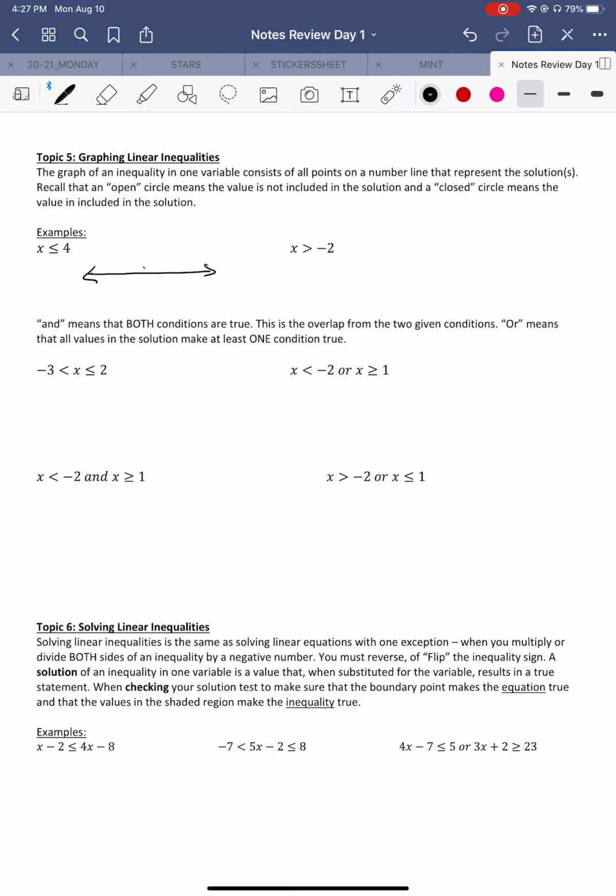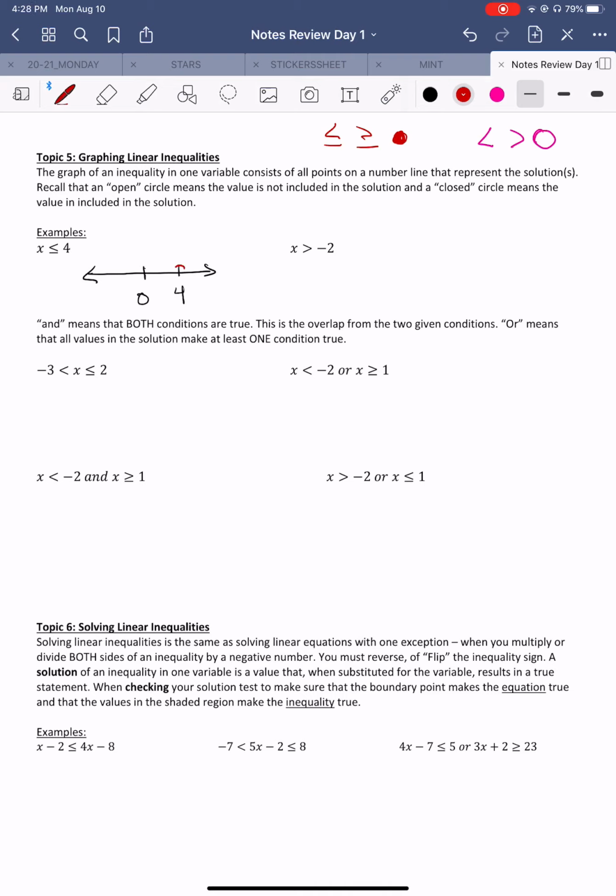And I'm going to label it with my 0 in the center. I know 4 is over to the right. So how do we graph it? If you remember, when you have a greater than or equal to or less than or equal to, you always use a closed circle on that number. If you have less than or greater than, we use an open circle because that is not considered to be part of the solution. So first example, x is less than or equal to 4.